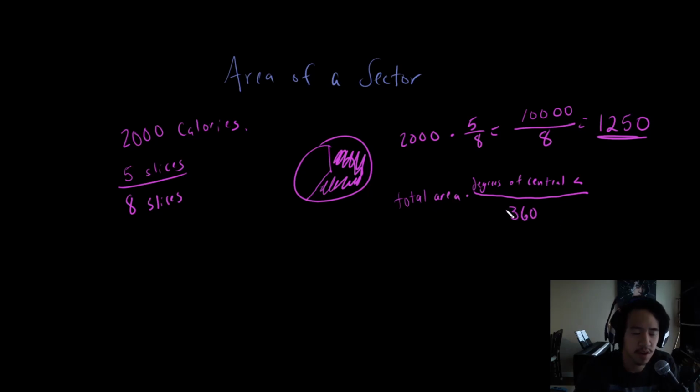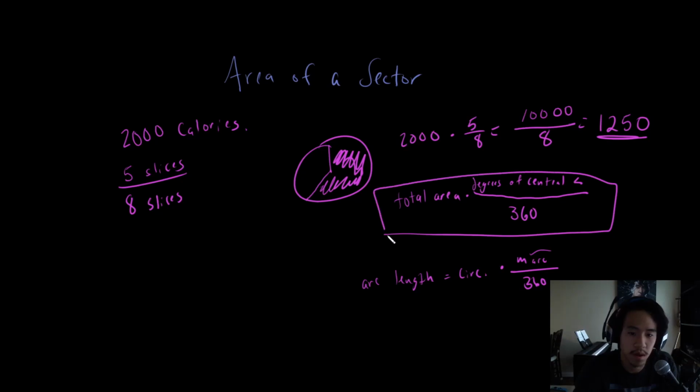So as you notice, this is going to be remarkably similar to what we just did, arc length. Remember, arc length was equal to the circumference times the measure of the arc divided by 360. So it's remarkably similar. So the process is going to be the same. Let's go ahead and take a look at an example. We're just going to have 2 examples today. It's going to be quite short.